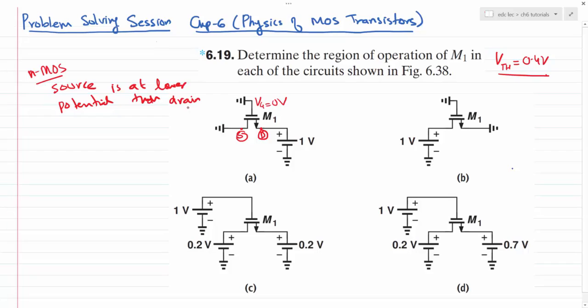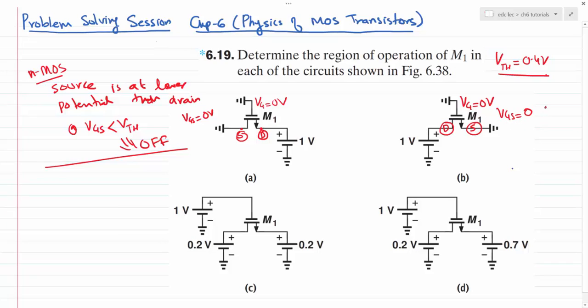Now we can find the VGS, which turns out to be 0 volt. Now as VGS is less than VTH, as VTH is 0.4 volt, therefore the device is off. Now moving to part B, here we can see that the gate terminal is again at 0 volts, and we need to decide which of these two terminals is source or drain. Using the same pointer, we can observe that this terminal is at low potential as compared to this one, so this has to be a source and this has to be a drain. Here the VGS again is 0, which is less than VTH, therefore the device is off.